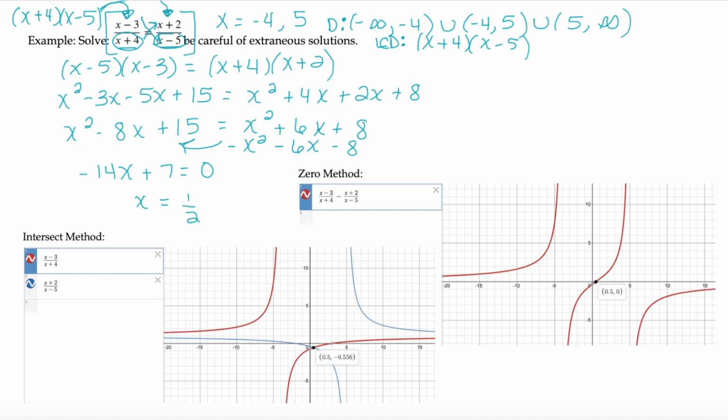Half is in our domain, so our solution, if this was equals, is simply going to be half. Utilizing the 0 method I have on the right, I subtracted the right-hand rational expression and moved it to the left, and identified where my graph equals 0. Or I graphed the left-hand side and the right-hand side and identified where the red and the blue lines intersected each other, which is also at half. So either way works.